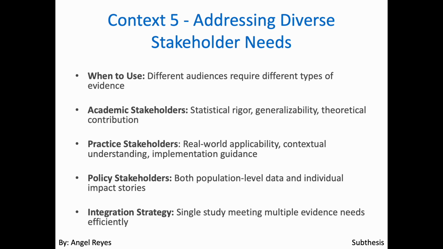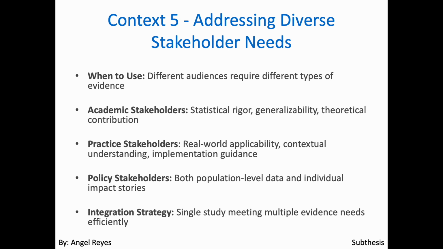Context 5 addresses diverse stakeholder needs, where single research projects must serve multiple constituencies with varying evidence preferences and requirements. Use this approach when your research must satisfy different audiences who value different types of evidence for different purposes. Academic stakeholders typically prioritize statistical rigor, generalizability, and theoretical contribution, favoring quantitative evidence for peer review and publication.